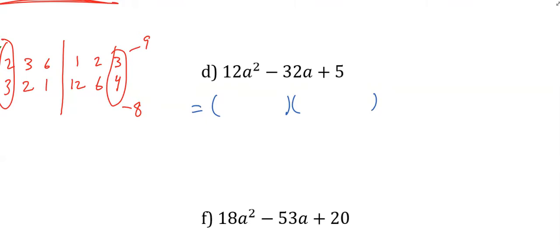First step, write down all the factors. So 1 and 12, 2 and 6, 3 and 4. Draw a line. 1 and 5, flip it, 5 and 1. Everybody get that?